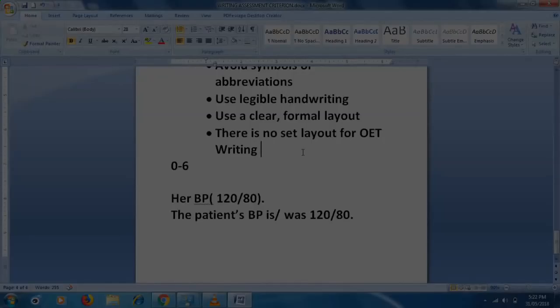So I hope you find this useful, and I know that the feedback that you get is according to the OET assessment criteria, but I'd like you to be mindful of these points that we just discussed and kind of self-evaluate yourself to see what your weaknesses are and work upon those.